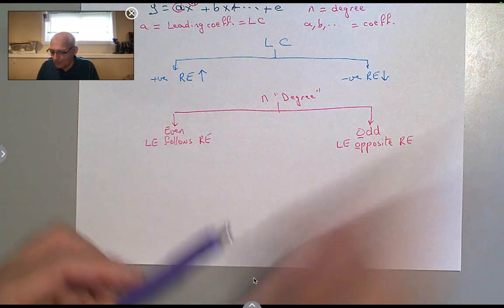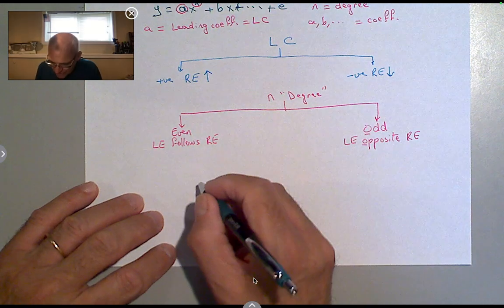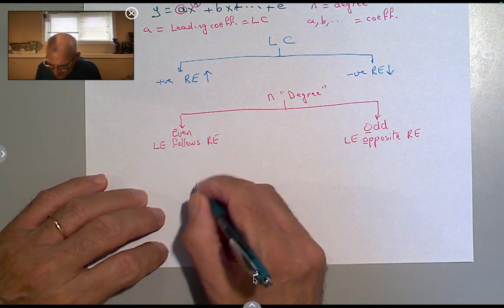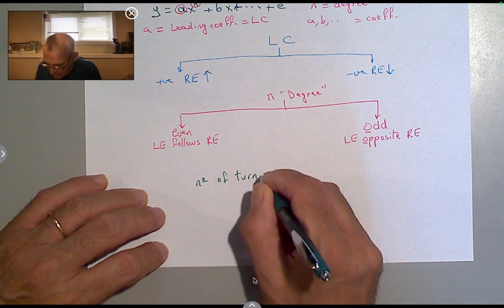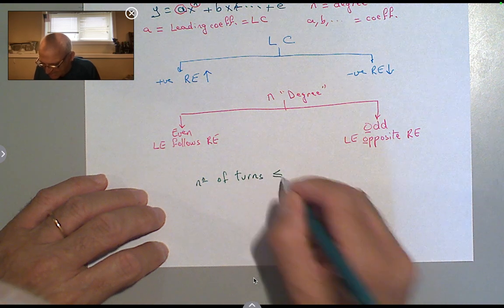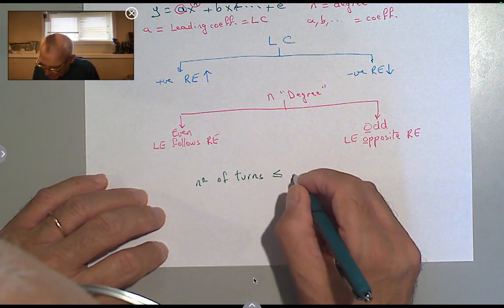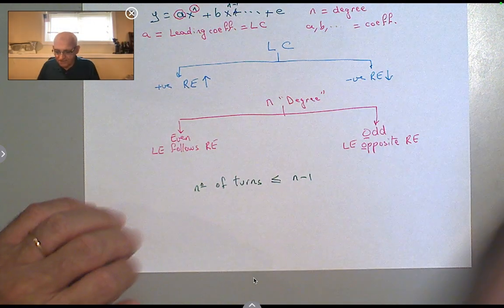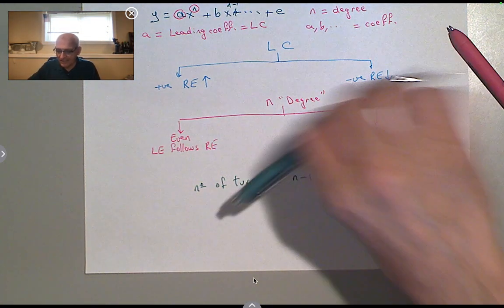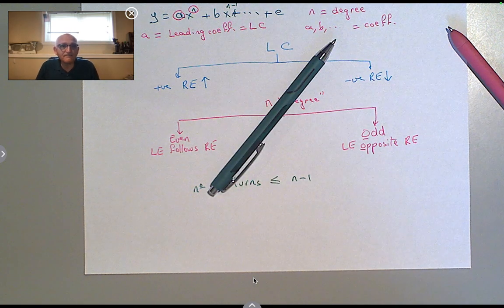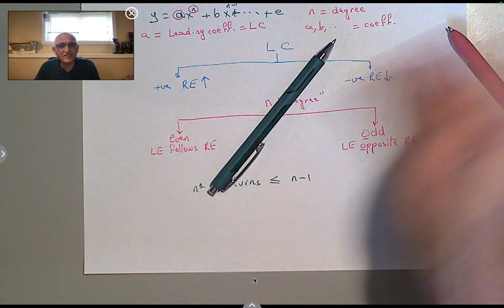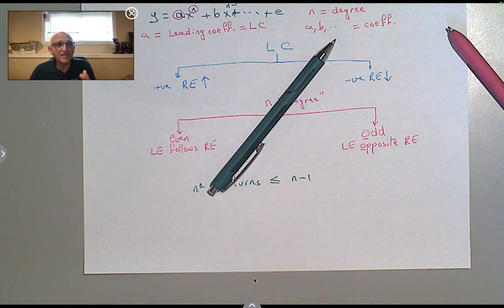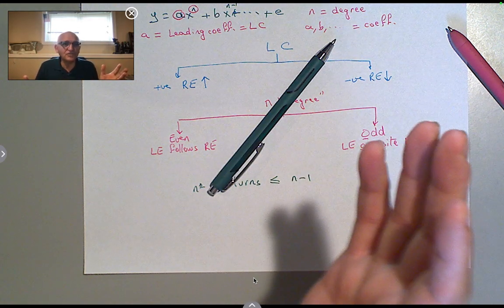Something also to know is the number of turns in a graph. The number of turns cannot exceed, so it's less than or equal to n minus 1, where n is the degree. You know that if I have a straight line, y equals x, n is 1. So the number of turns is 1 minus 1 or 0. Of course, there are no turns. It's a straight line, meaning it's devoid of curvature or turns.